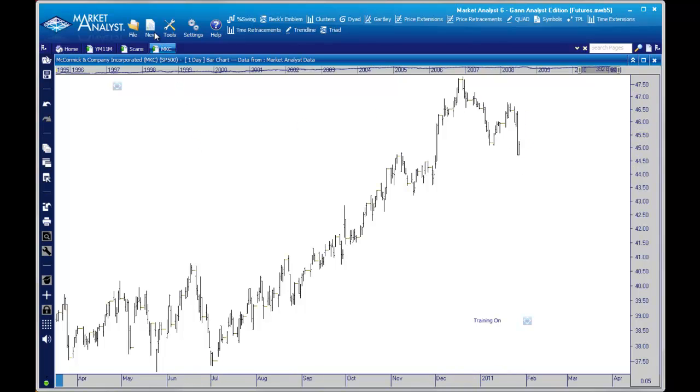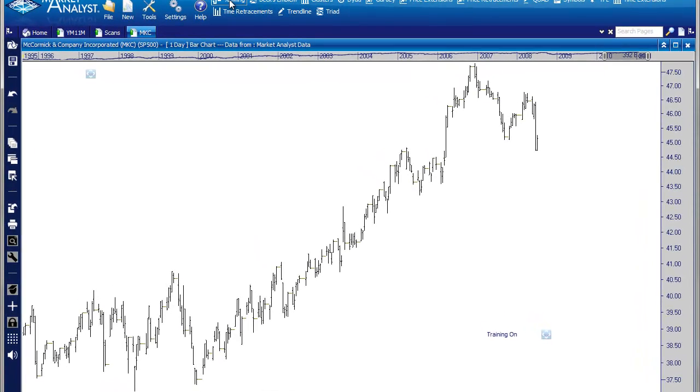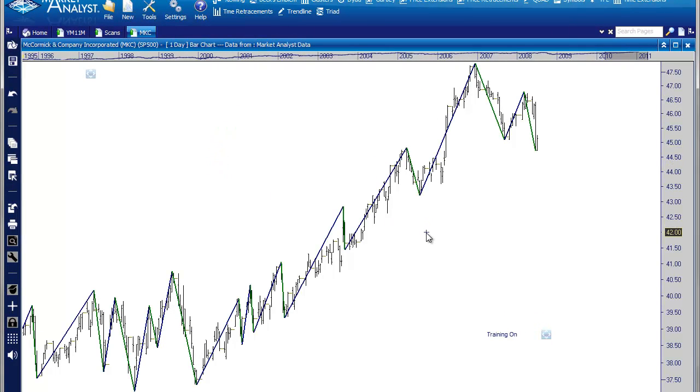Just to identify the swings that are on this chart, let's go ahead and apply a percent swing overlay. And this is a 3% swing overlay that's identifying the significant swings in this strong bullish move in McCormick. Like I mentioned, this most recent price action looks corrective in nature against the trend, and the assumption is that at some point there may be some sort of support here before McCormick goes and makes a new high.